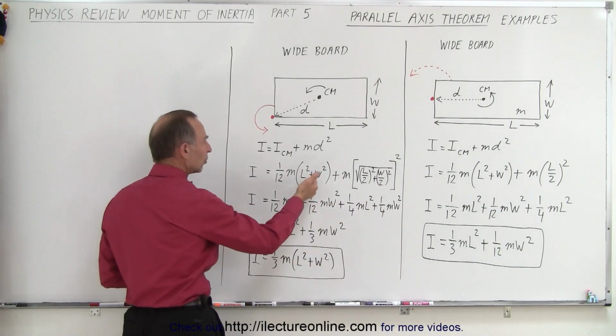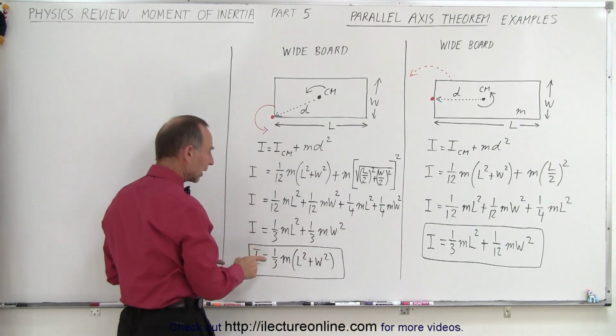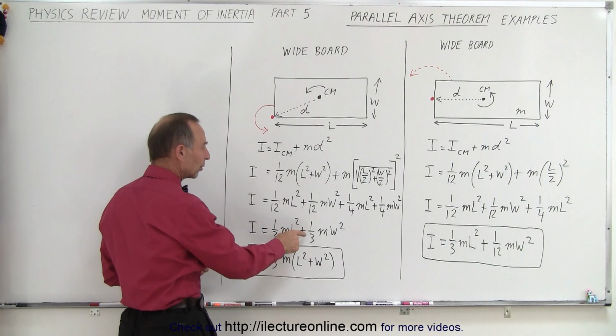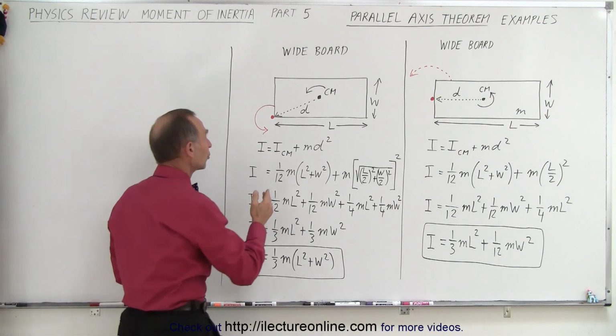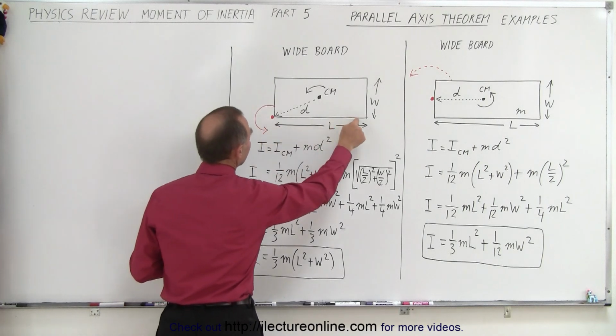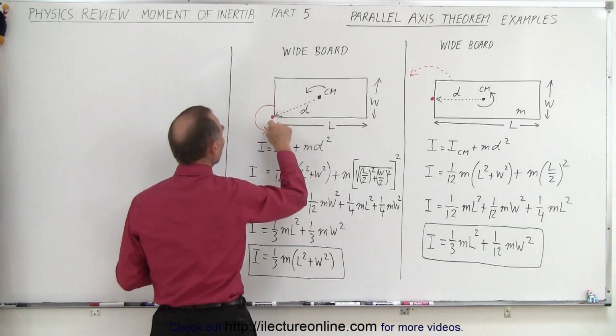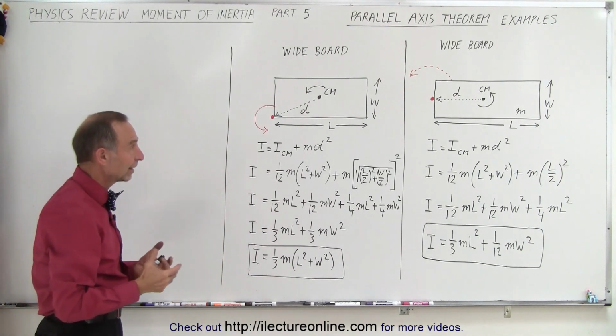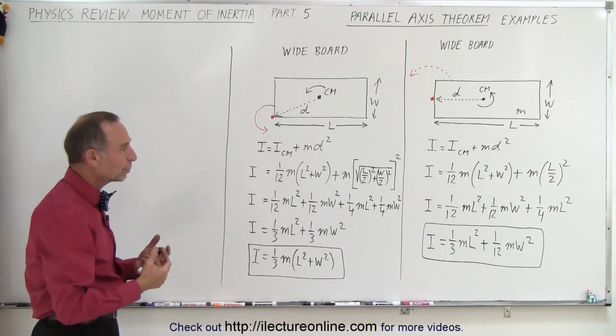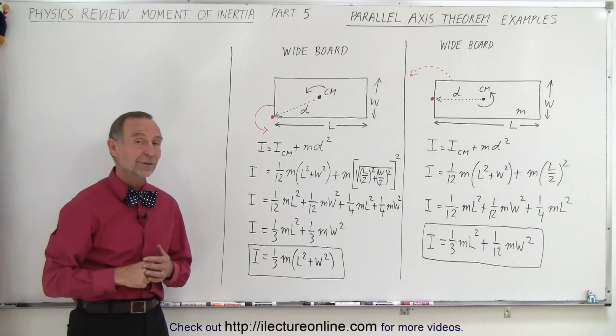When we add it to the original moment of inertia at the center of mass, now we get 1/3 mL squared plus 1/3 mW squared. In other words, we get the moment of inertia of a thin board in the length direction and in the width direction. We simply add them together for the total moment of inertia. And that's how we deal with wide boards in the parallel axis theorem.